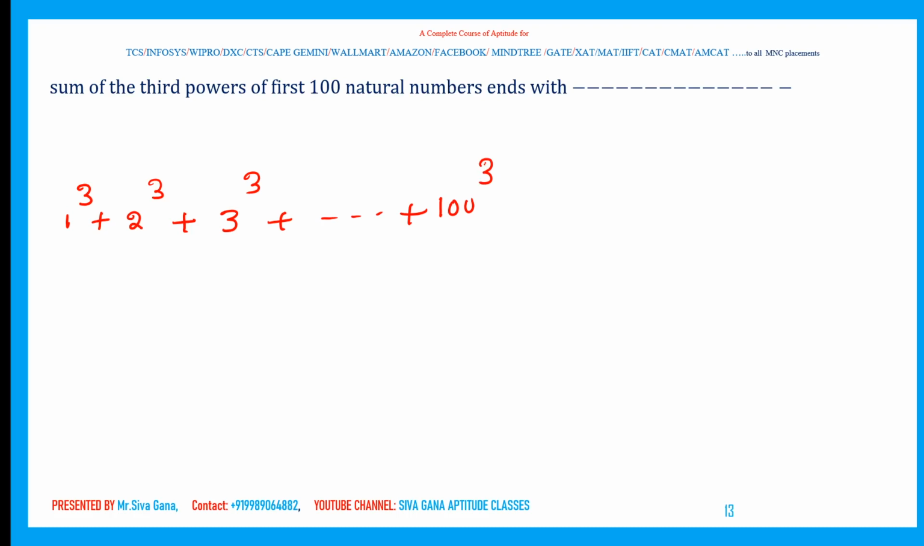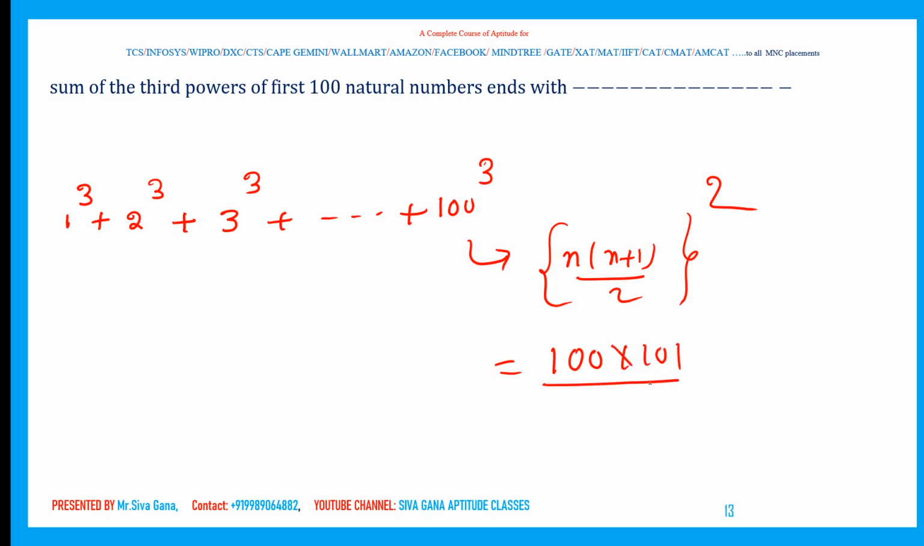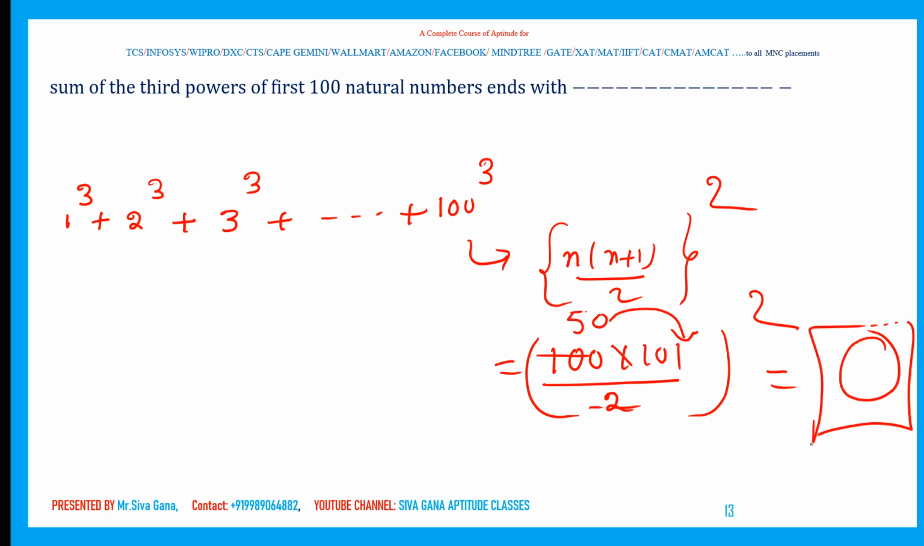Now this ends with what? Ends in the sense, what we need to calculate? Unit digit. This is simply the sum of the cubes of the 100 natural numbers, nothing but n into n plus 1 by 2 whole square. This is the formula for calculation of sum of the cubes of the n natural numbers. Here n is 100. 100 into 101 divided by 2 whole square, which is nothing but 50 into 101, so 0 into 1 is 0. 0 squared is 0. Unit digit is 0.